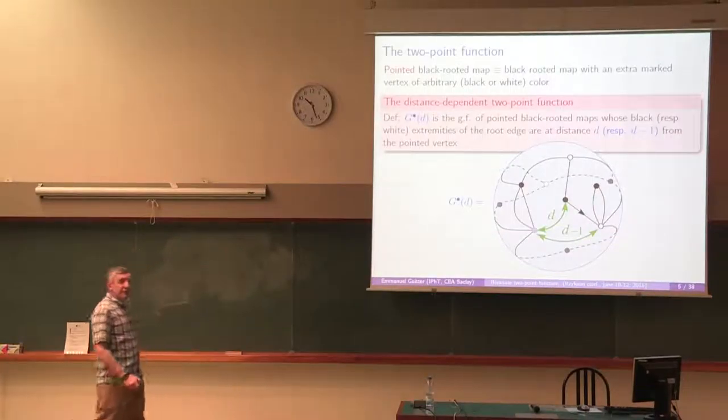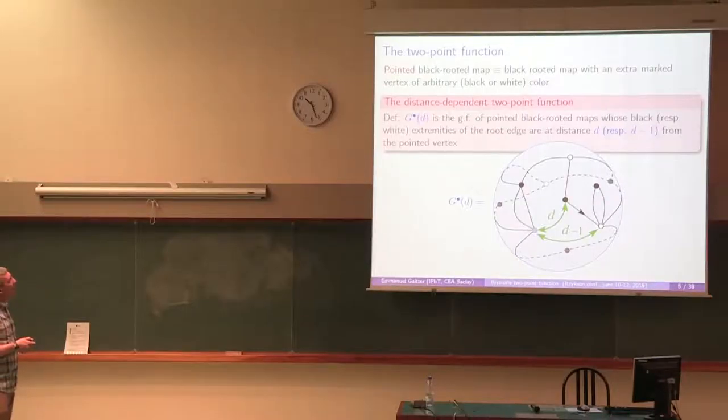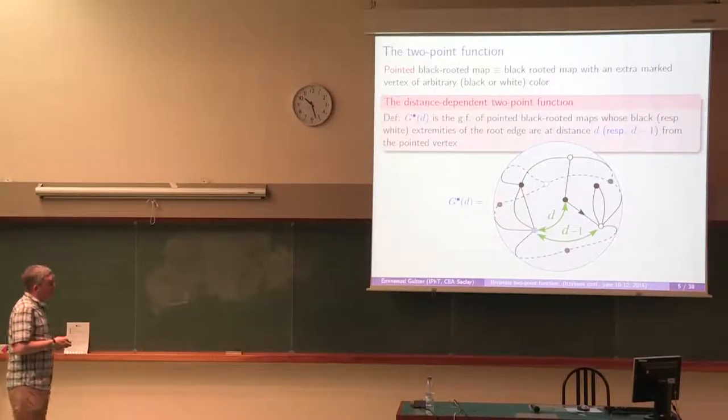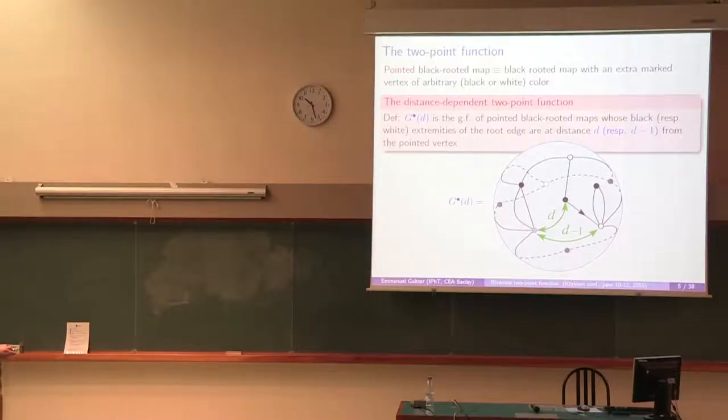The two-point function, I remind you, is a distance-dependent two-point function. The difficulty is that it's distance-dependent. So it has to do with pointed black-rooted maps, which are maps that are black-rooted and have an extra marked vertex of arbitrary black or white color. I call G_d the generating function of these pointed black-rooted maps, where the black extremity of the root edge, that's the root vertex, is at distance d from the pointed vertex, and the other is at distance d minus 1. It could be d plus 1, but I choose d minus 1. That's my definition, and that's the object I eventually want to compute.